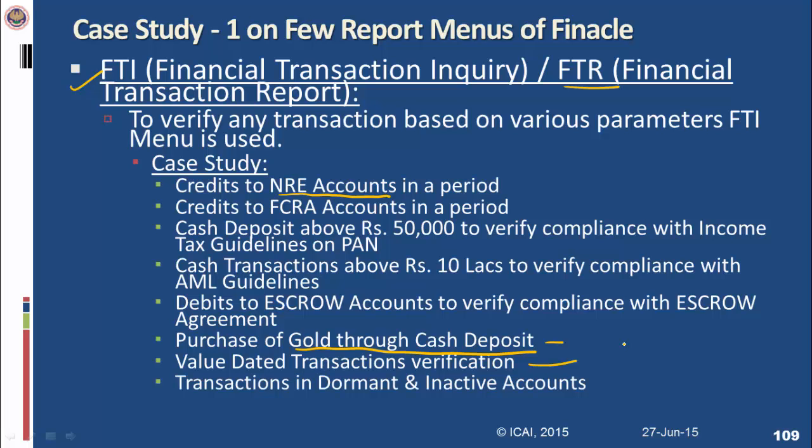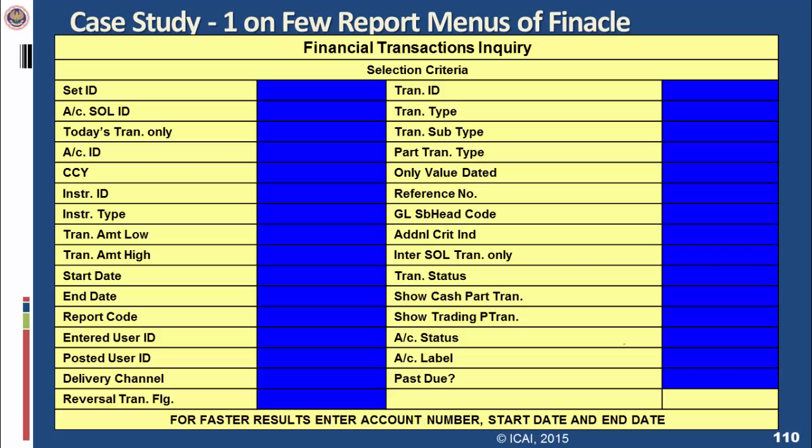There are numerous applications of this particular menu command. However, to extract the full potential of this command, we need to understand its usage. Now, this is a screen imprint of financial transaction inquiry, where we can check all the fields available. Set ID, account sole ID, account ID means account number. We have the currency, transaction amount low, transaction amount high, start date, end date, transaction type, subtype, part tran type.